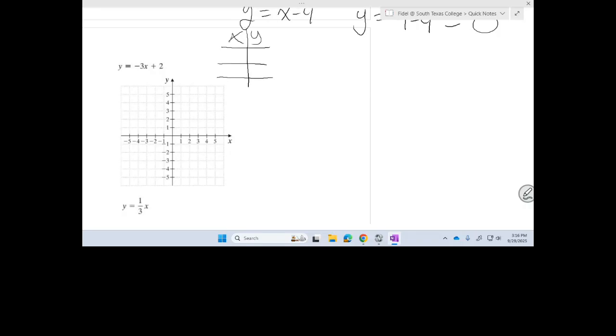Okay, so look, let's do this. We're going to pick some really, really small numbers. Negative 1, okay, 0, positive 1.